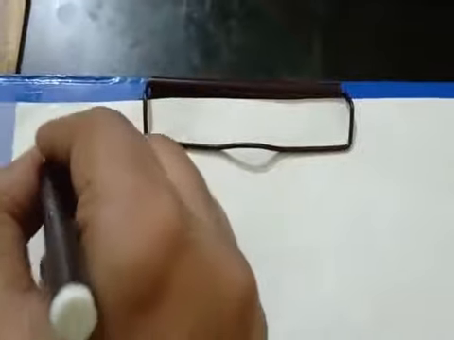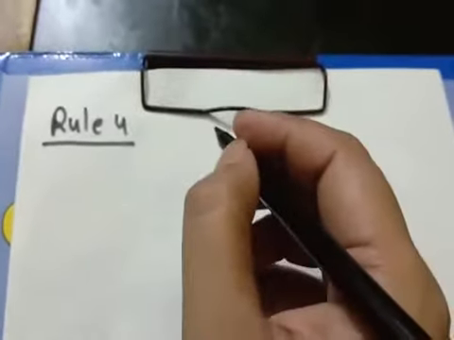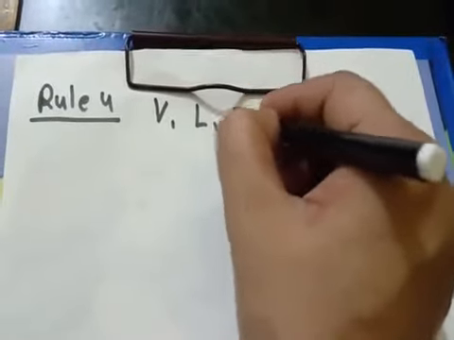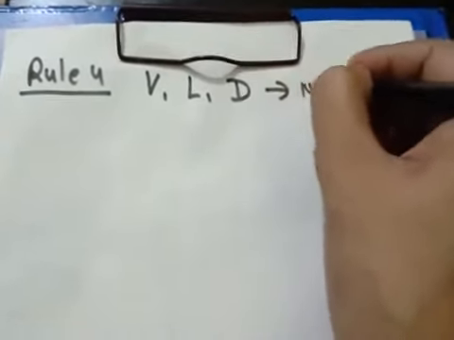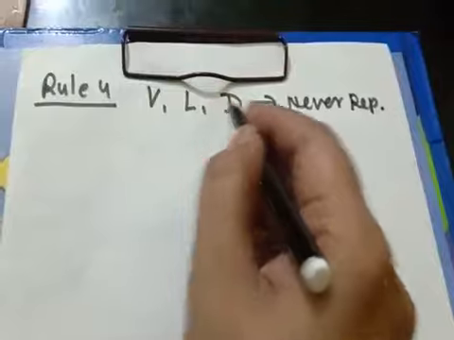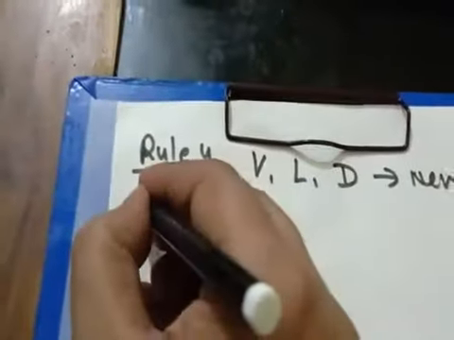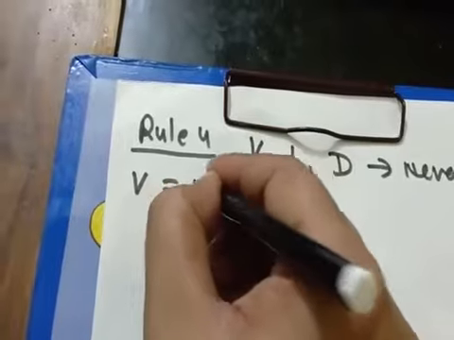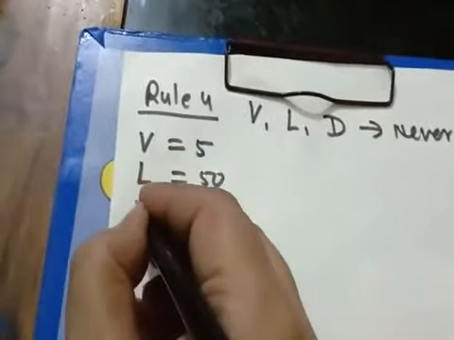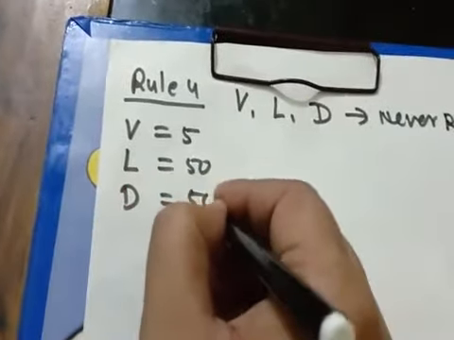Hello students, now in the Roman number rule number 4, there are a few symbols which are never repeated. What are the symbols? I will write their names here: V, L and D are never repeated. Remember, V, L and D are never repeated. For example, writing V one time, the value is 5, correct. Writing L, the value will be 50. Writing D, the value will be 500.